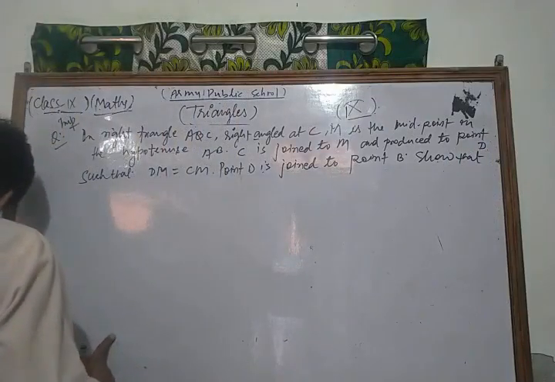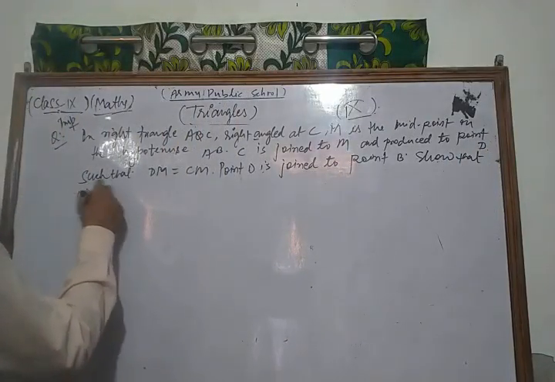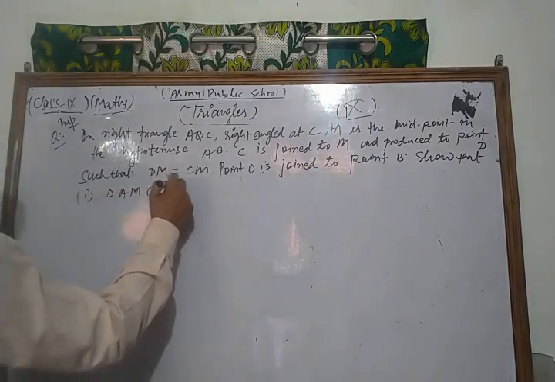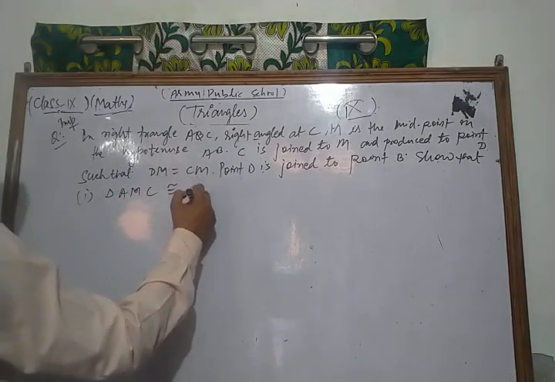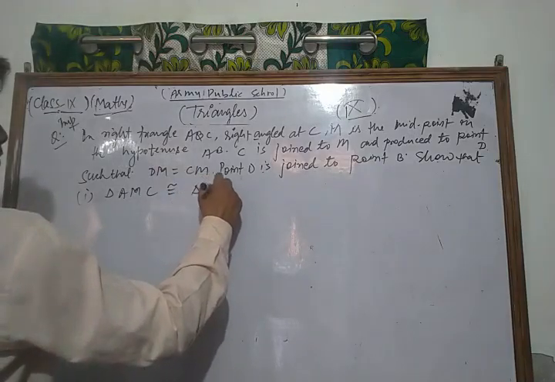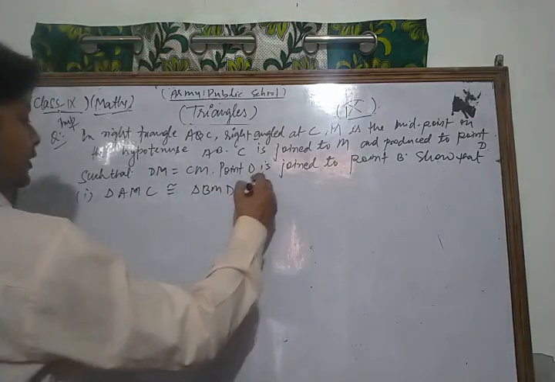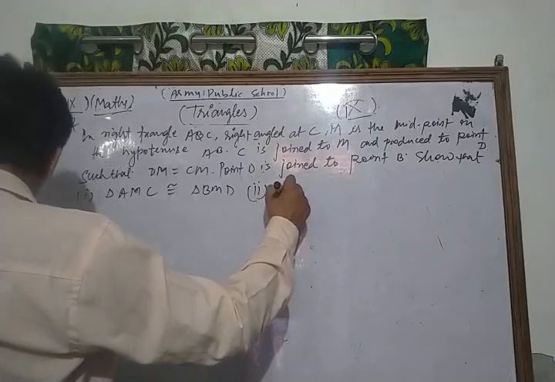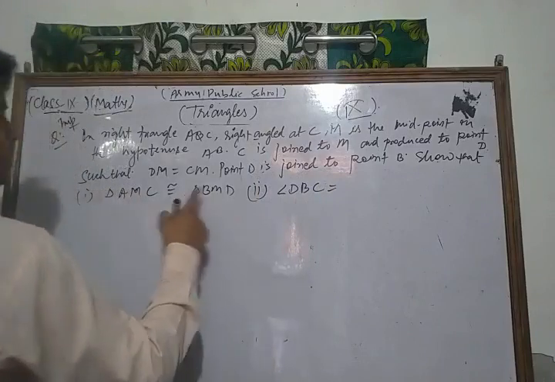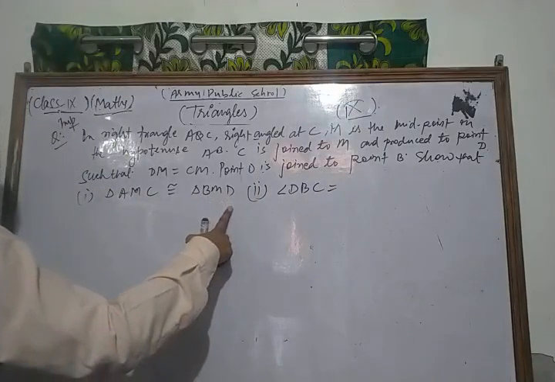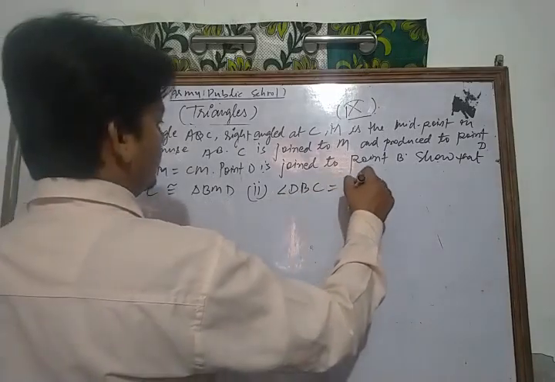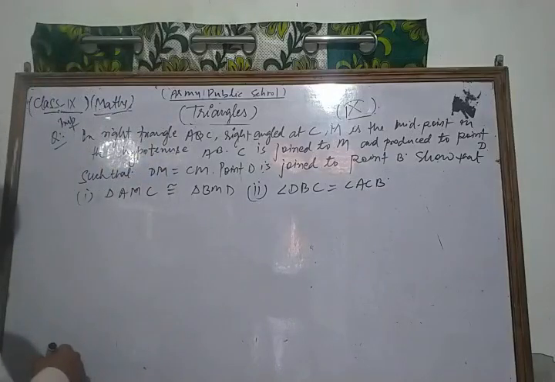So that, first, triangle AMC is congruent to triangle BMD. Second, angle DBC is equal to angle ACB.